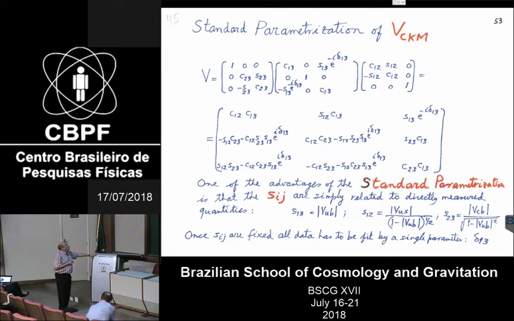So once the Sij are fixed, all the rest of the data has to be fit by a single parameter, delta 13. Okay, this is easier to say than to actually do. The extraction of VUB also involves hadronic physics, so there is ambiguity in how to extract VUB from experiment. There is uncertainty from experiment, well, experiments always have some statistical uncertainty, but there is a lot of uncertainty from the theory. There are a lot of people working on it because it involves QCD.